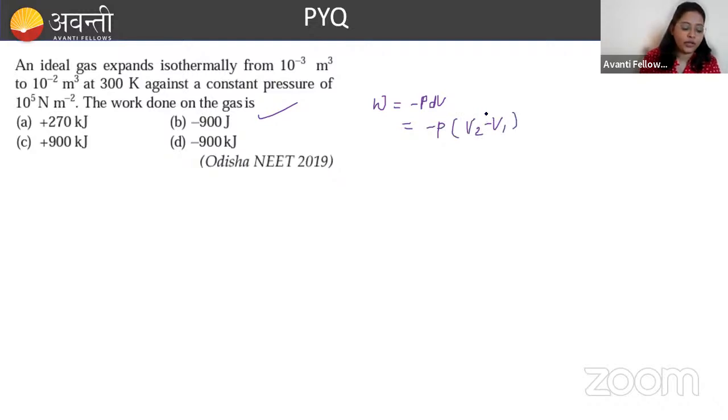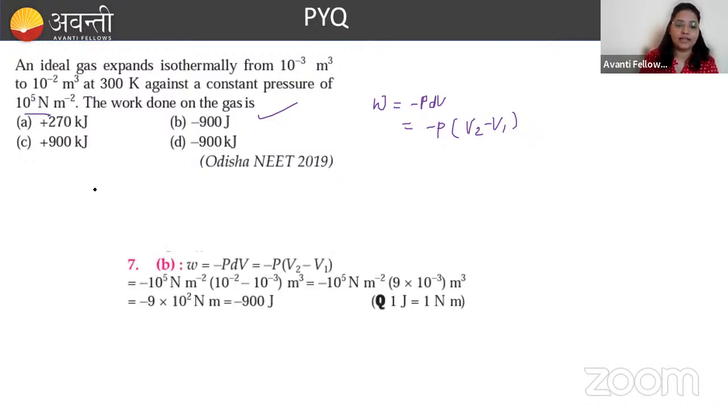Put all the values. What is the value for V2? 10 raised to -2. What is the value for V1? 10 raised to -3. Put the pressure value, 10 raised to 5 Newton per meter square. When you do the calculations, you will get the answer this way: 9 into 10 raised to 2 Newton meter, with the minus sign.